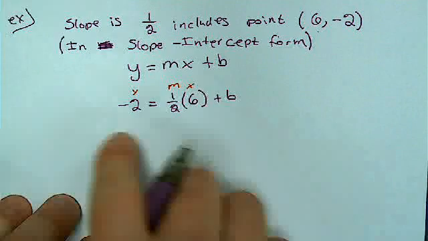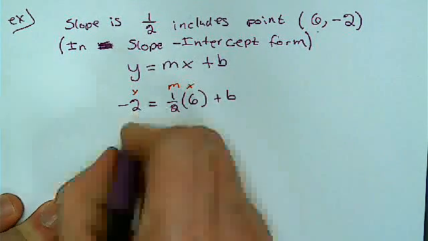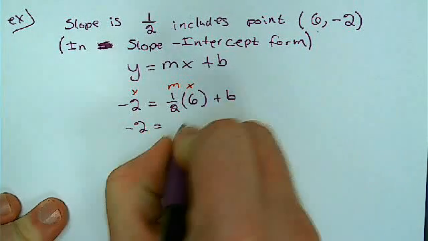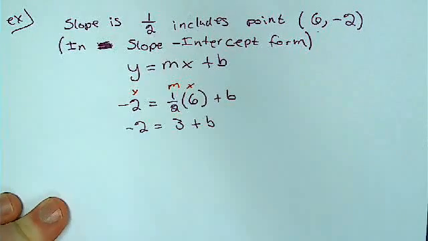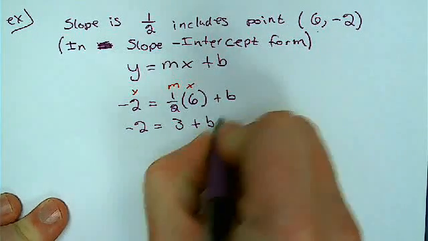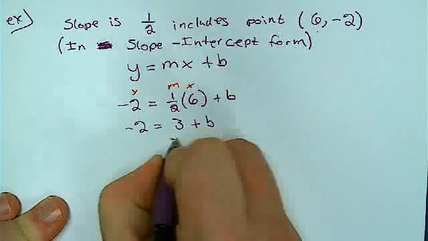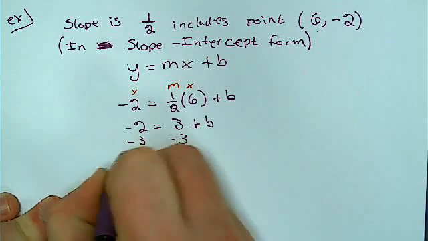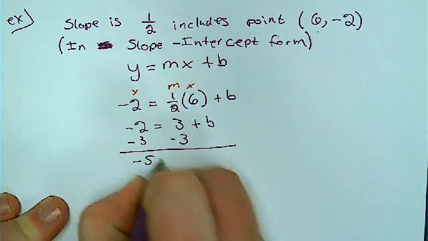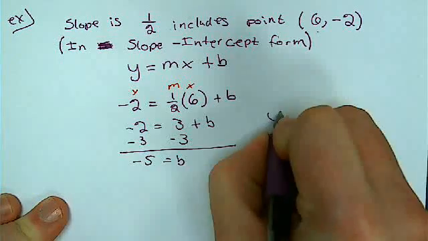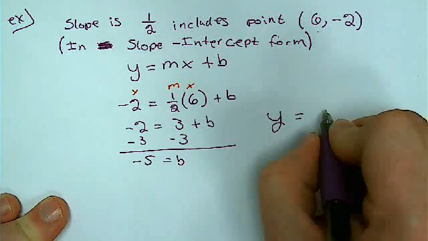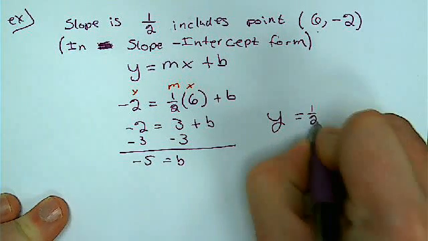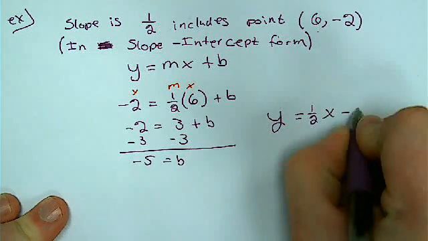So now I just have to clean this mess up. So -2 is equal to 3 plus b. I need to find out what b is, so I subtract 3 from both sides. That leaves me -5. So my equation is y equals 1/2 x minus 5.